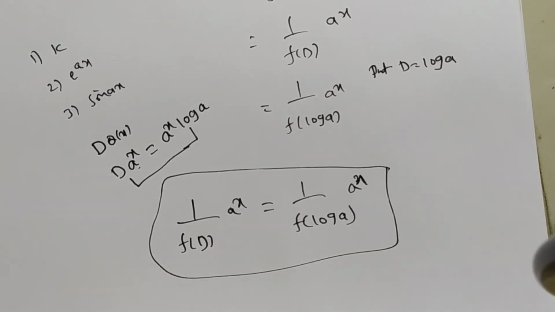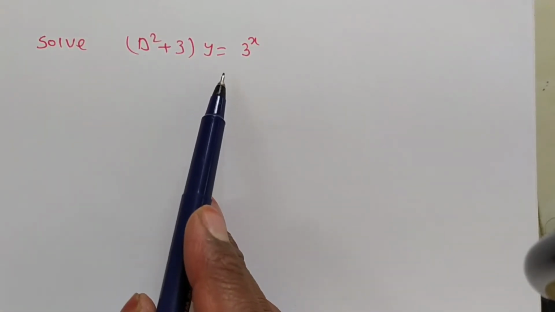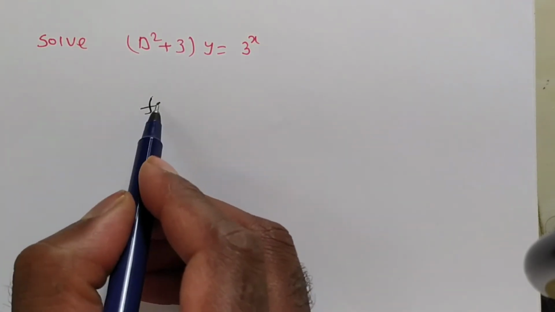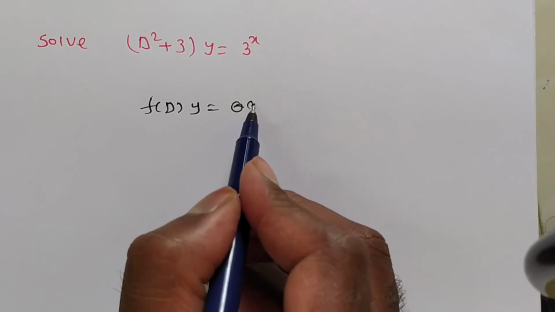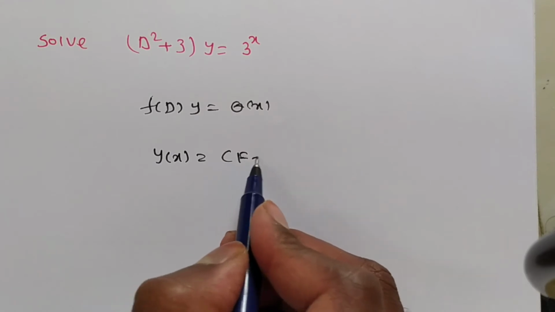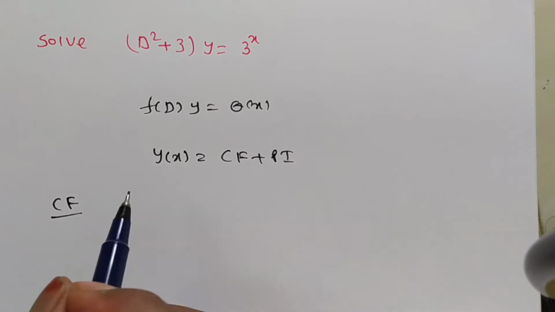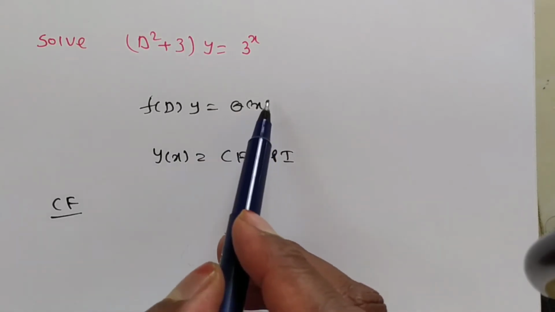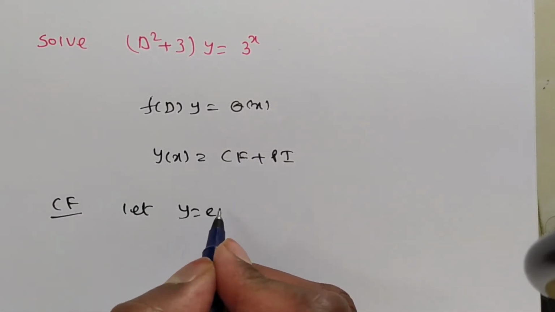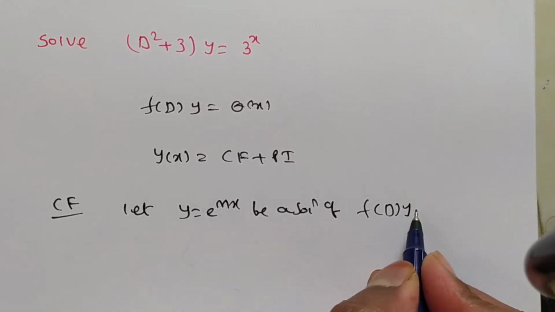One problem we are going to solve. The given problem is: solve (D square plus 3)y equal to 3 to the power of x. This is in the form f(D)y = Q(x). The general solution is y(x) equal to complementary function plus particular integral. Now we are finding the complementary function. To find it, we treat Q(x) as 0, and consider y equal to e power mx to be a solution of f(D)y = 0.